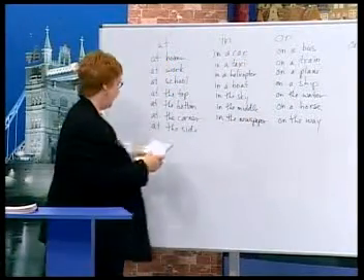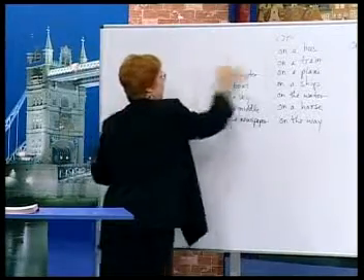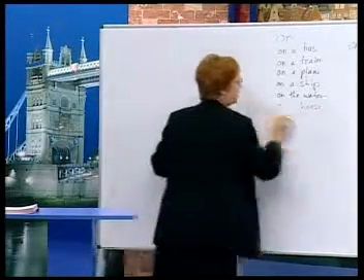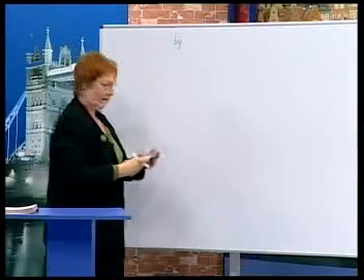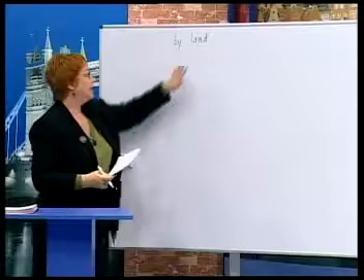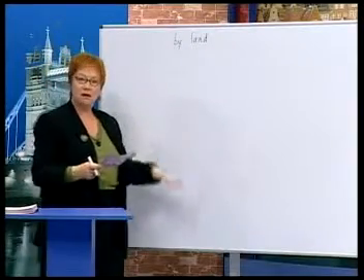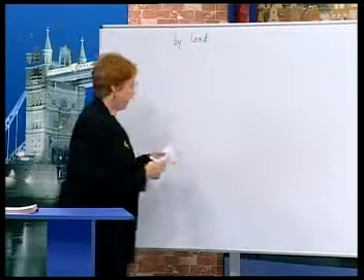Now, let me make some space here, and I'll show you another preposition that we use to talk about travel. Now, this one is by. Okay, so we say that we travel by land when we are on land. I'm on land, I travel by land.